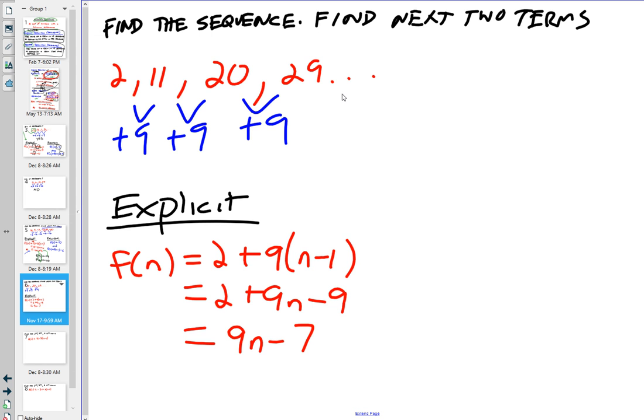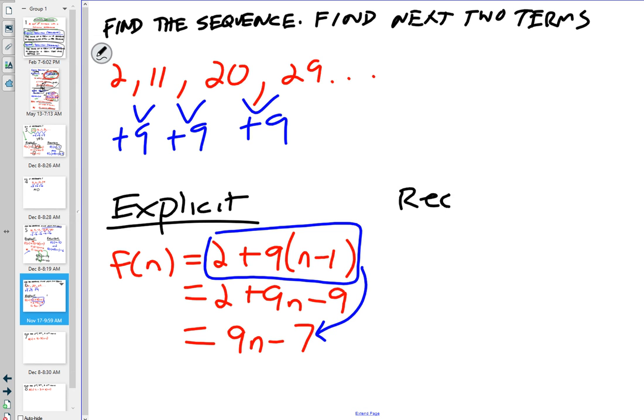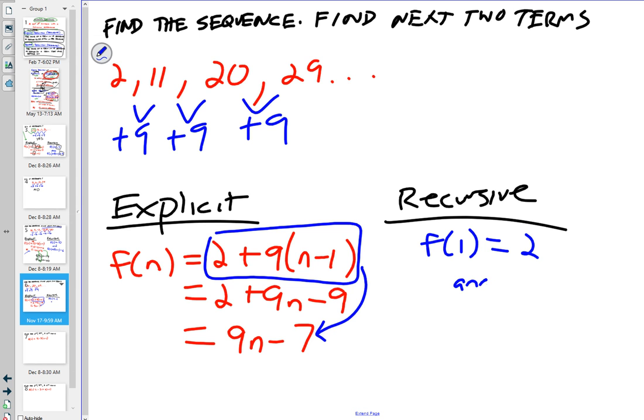But once you have this written, you have already satisfied the explicit definition. It's just, I like to write it in simpler form. Recursively, I would just say f at 1 was 2, and then every number is the number that came before it plus 9. I don't substitute in there. I don't remove the parentheses. I don't distribute. I don't do anything with it. It's just a different way of writing it.